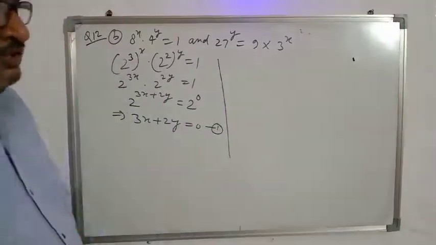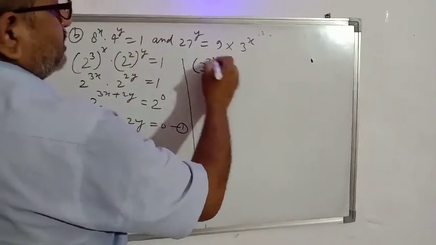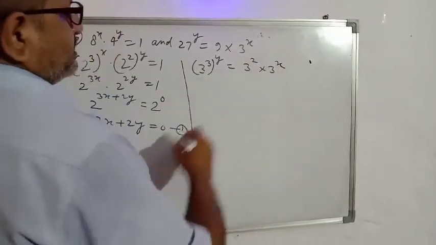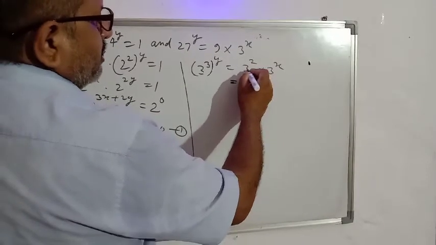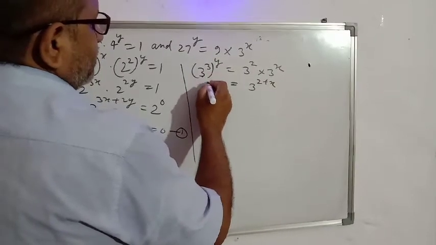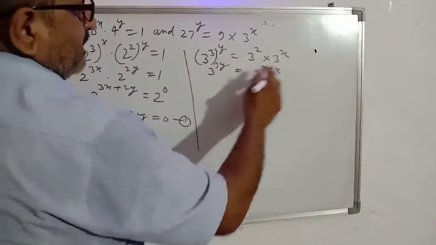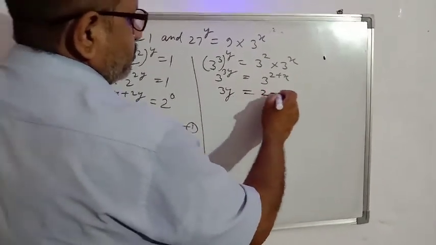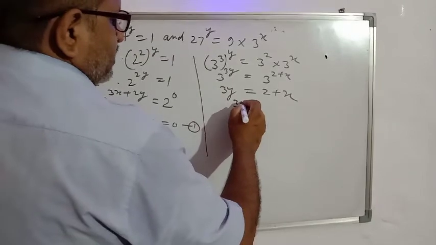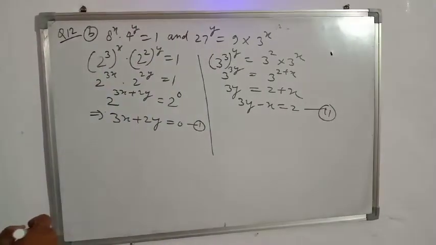Similarly, we will get the next equation from the second equation. 27 can be written as 3 to the power 3, whole to the power y. 9 can be written as 3 square, to the power x. Both have the same base, so after multiplication we will add the powers: 2 plus x. Here power to the power, we will multiply the powers: 3 to the power 3y. Again both sides have the same base, so we will equate the powers. 3y is equal to 2 plus x. Transpose x to this side. So 3y minus x is equal to 2. It is equation number 2.